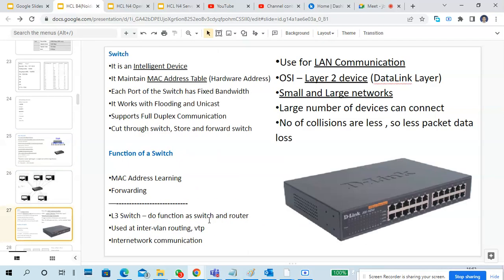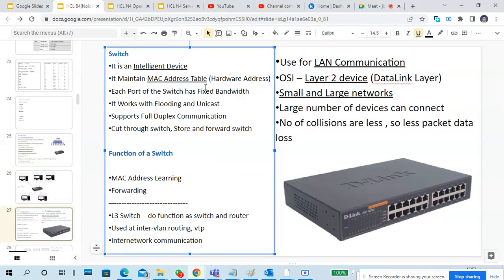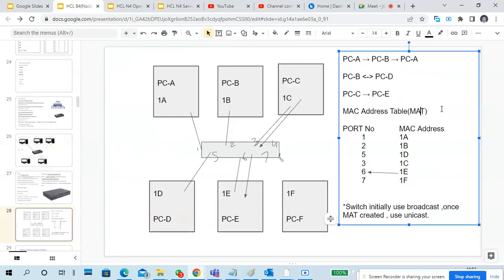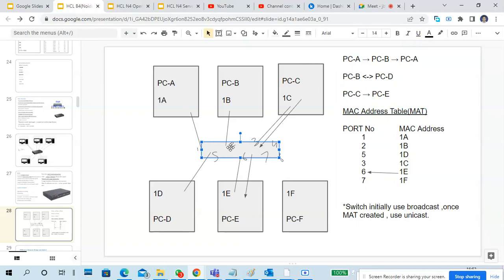This is about a switch. Switch is an intelligent device, okay, and it understands MAC addresses. Switch creates an address table like this. Switch creates a table that is called a MAC address table, based on the PCs that are connected to it. Switch is connected to the PCs.